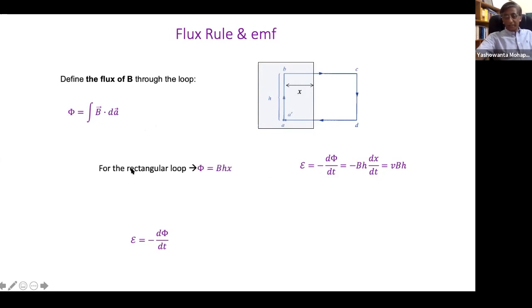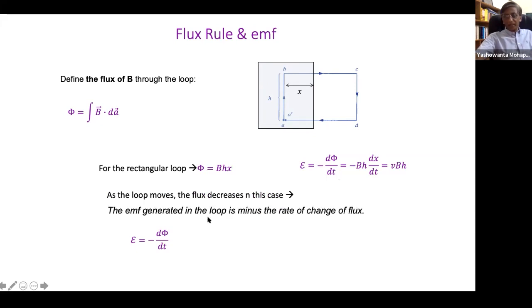So for the rectangular loop, of course, phi is equal to Bhx, and then that is how we got it. As the loop moves, the flux decreases in this case, and the EMF generated in the loop is minus the rate of change of flux, and that is what we have done. So this is the flux rule for motional EMF. Okay? This is for the problem, but we should be able to generalize this. This is a particular case. We should be able to generalize this. Okay, and let's do that.